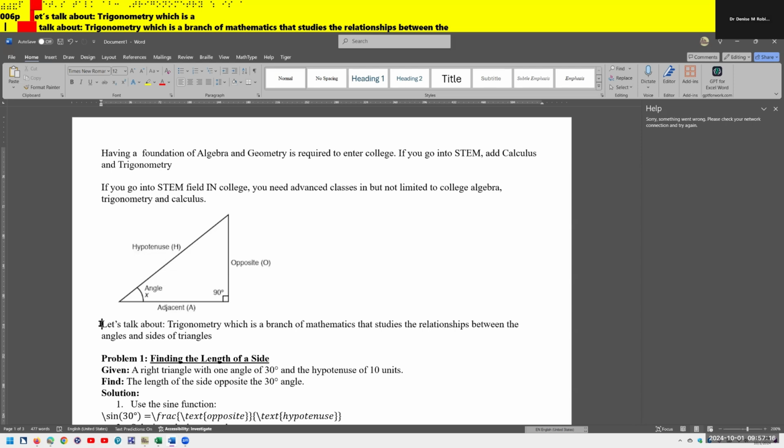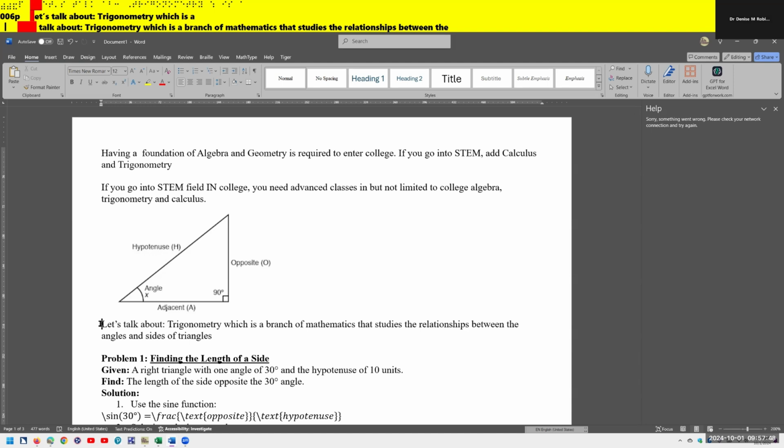Having a foundation of algebra and geometry is required to enter college. Most students know that in high school, and hopefully your counselor is guiding you in that. If you go into STEM, and you know that you want to do that for college, you need to add calculus and trigonometry in your high school profile. A lot of schools, if they're college prep, already require all four. So just find out what your high school requires, and go with that. And if you want to go in the STEM field, the more math, the better.